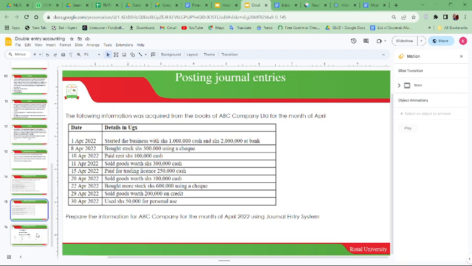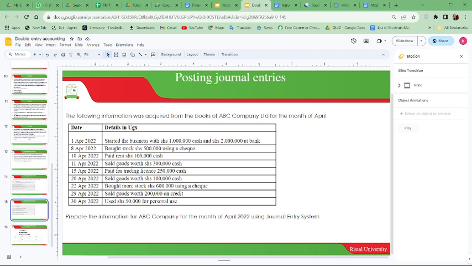So here we have two accounts. We have a stock account and we have a cash account. Here we have to note that when they give you sold goods and have not mentioned the name of the good, you have to use stock. But when they use the name of the good, you don't use stock. You use that specific name of the good.